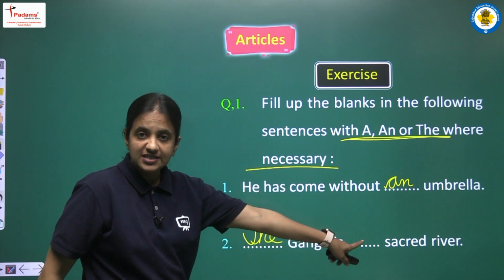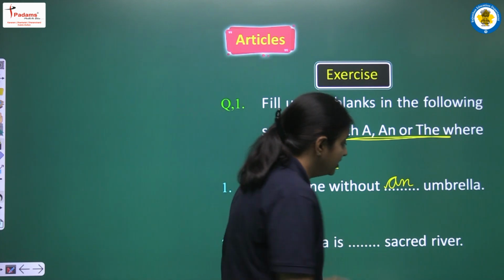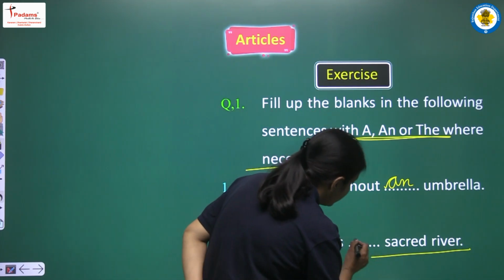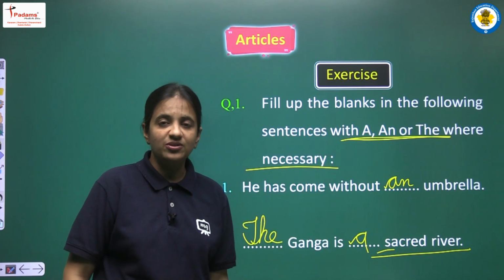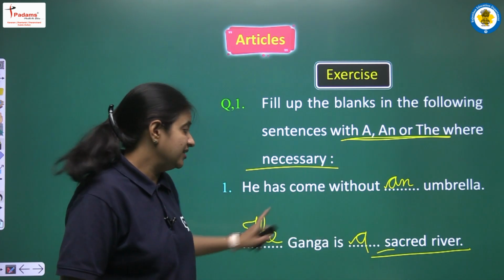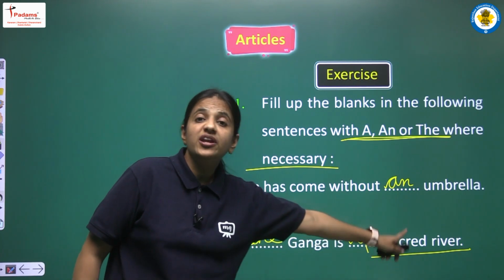Now moving on to the second blank. So now we are having the Ganga is a sacred river. So here we have to write a. Why? According to the starting sound that we are having. So the starting sound is a consonant sound. So for that we have to write a, and the complete sentence will be, the Ganga is a sacred river.